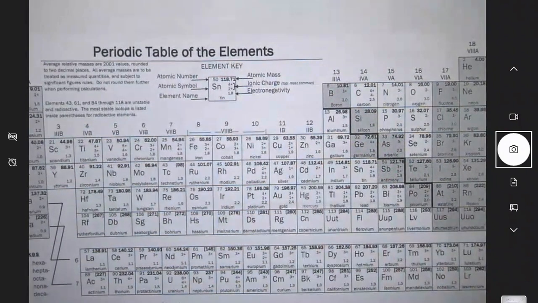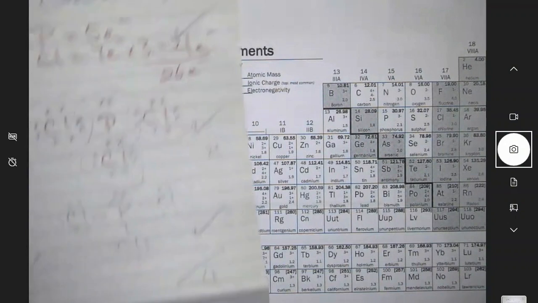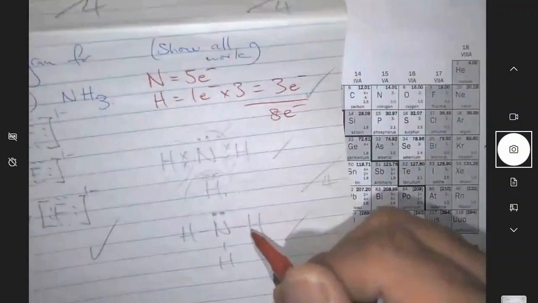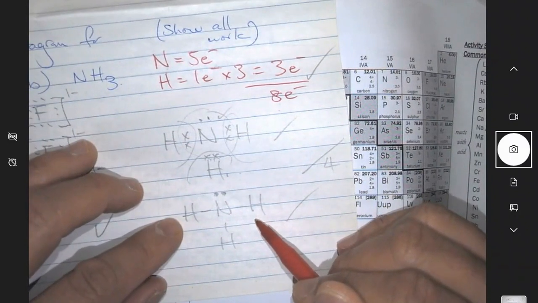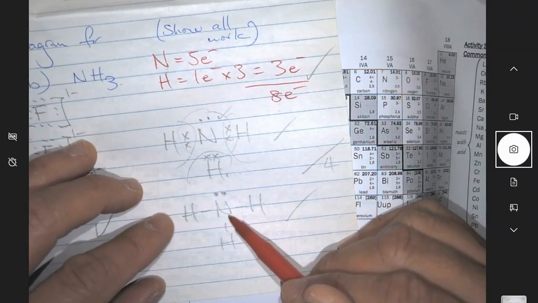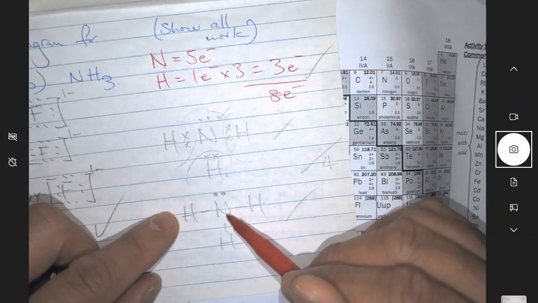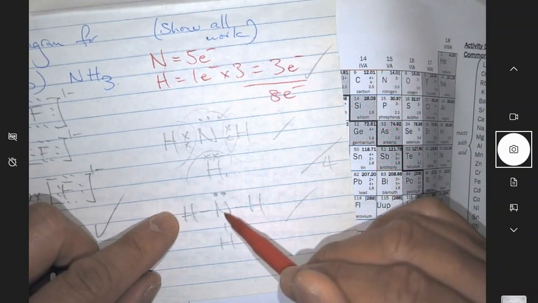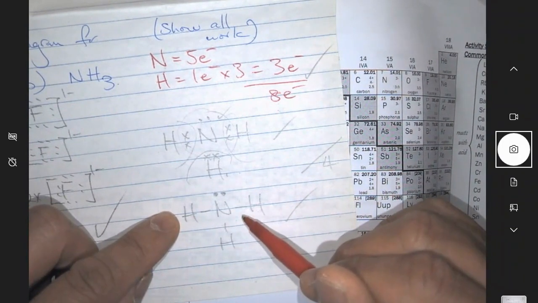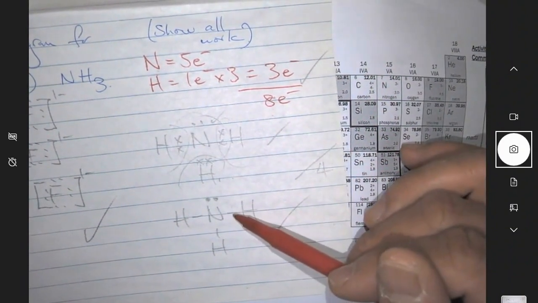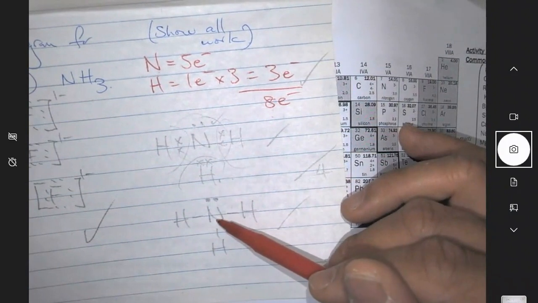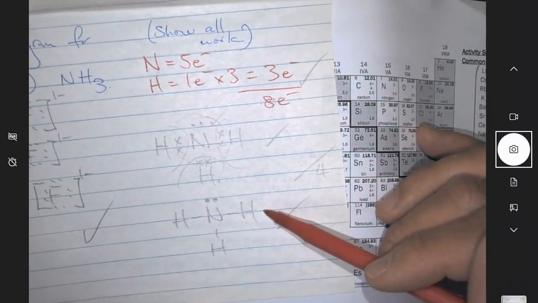So let's use some of those examples that we were using before. In this case, we have nitrogen and hydrogen. Okay, you have NH3. So you have nitrogen, you have hydrogen. They are all forming covalent bonds. But you want to see what kind of covalent bond it is. Are the electrons closer to the nitrogen, or to the hydrogen itself?